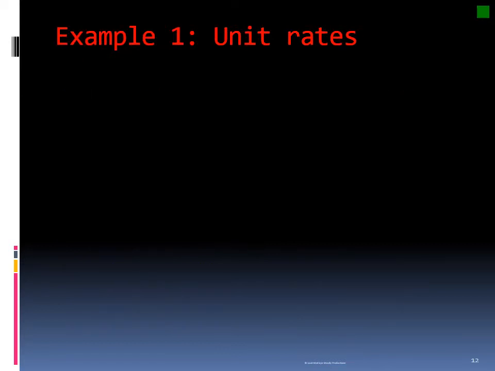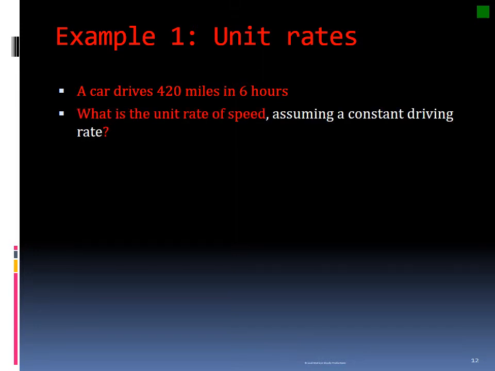Let's do an example with unit rates. So we have a car, and the car drives a total of 420 miles in 6 hours. What is the unit rate of speed? And of course, we're going to assume a constant driving rate. We're going to assume that the person didn't stop to go to the bathroom or have lunch or whatever. So the question is asking us, what is the unit rate of speed if we assume a constant rate?